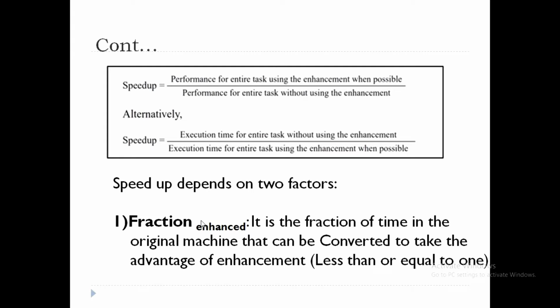First we are going to discuss what fraction enhanced is. The fraction enhanced is the fraction of time in the original machine that can be converted to take advantage of the enhancement. That means how much time can take advantage of the enhancement, that is the fraction enhanced. So the value will always be less than or equal to 1.